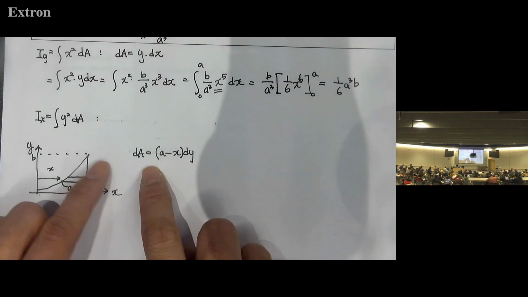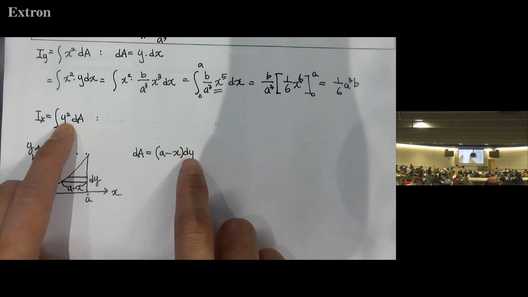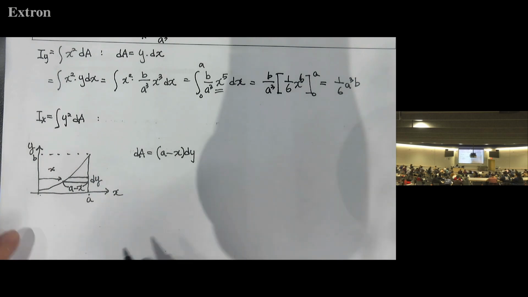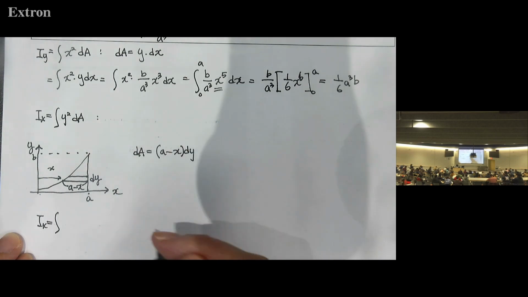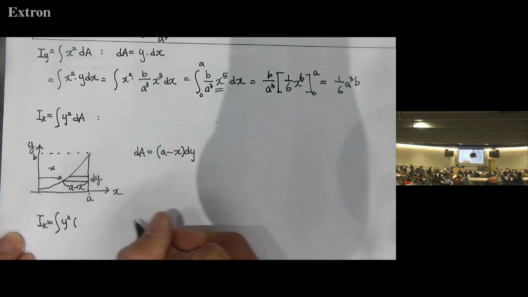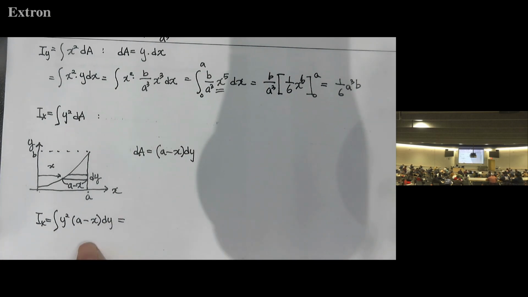Okay, now we found dA in terms of y, and then y squared. I write it again. You can use this space to write it here. So y squared times (a minus x) dy. So this is what we have so far. We have y here, x here, but we want to integrate in terms of y. Can we calculate it? No.